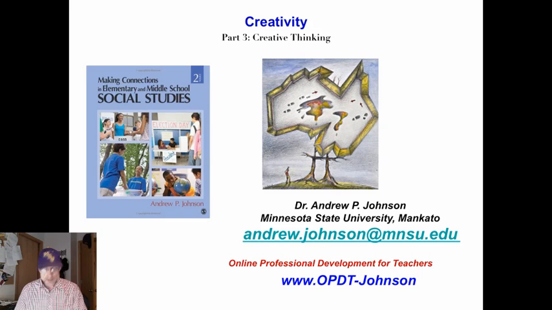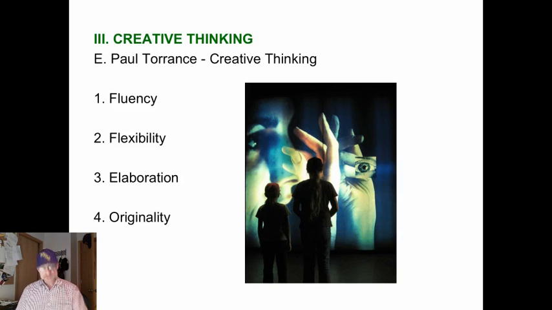Part 3, creative thinking. What types of thinking specifically are involved in the creative process? Well, E. Paul Torrance identifies 4 of them. Fluency, the ability to generate a lot of ideas. Here, quantity of ideas is more important than quality.